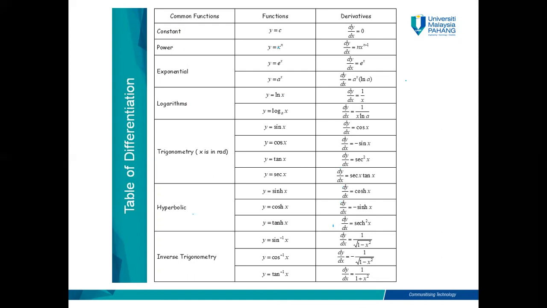So the 2 comes down to the front, and the power reduces by 1. Can you see? X power of n. For example, x square. When you differentiate, the 2 comes down to the front and the power reduces by 1. So it becomes 2x. Power of 2 minus 1, 2 minus 1, is 1. So 2x. Okay, understand?